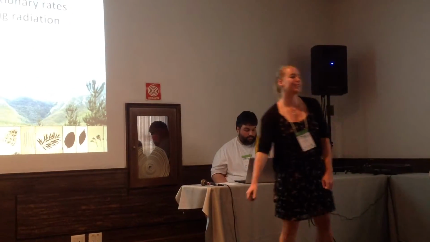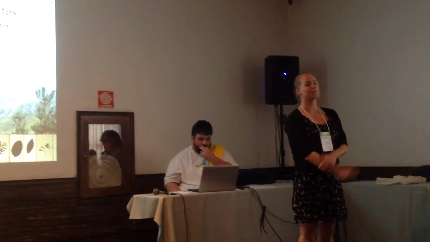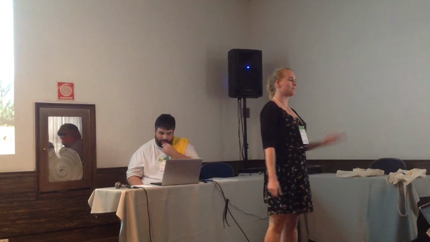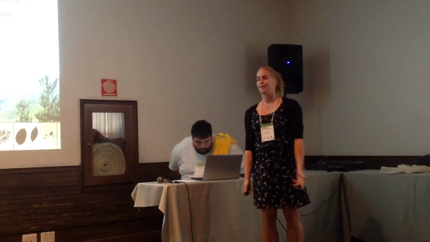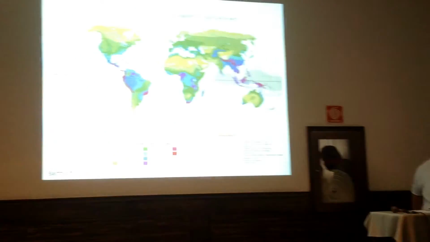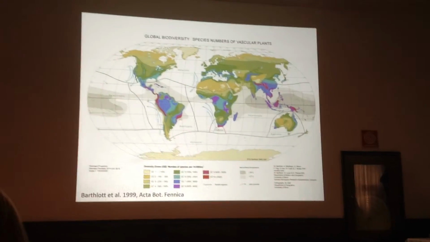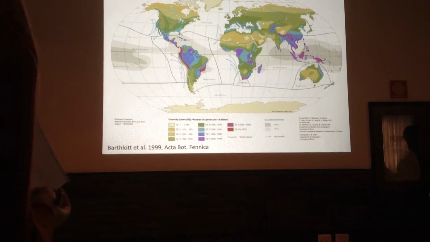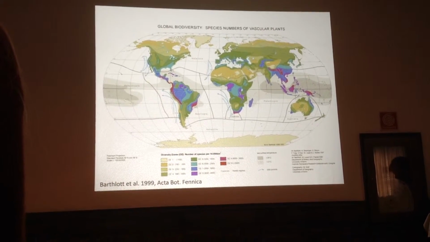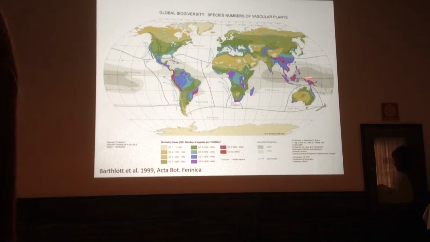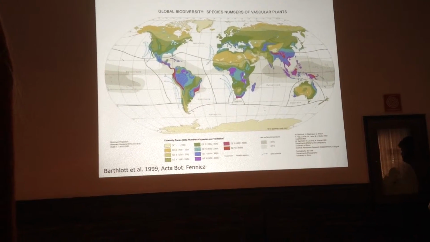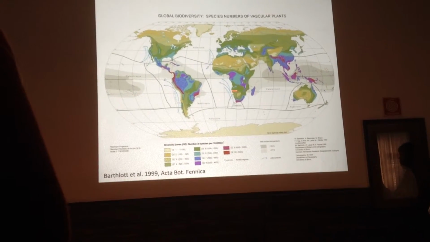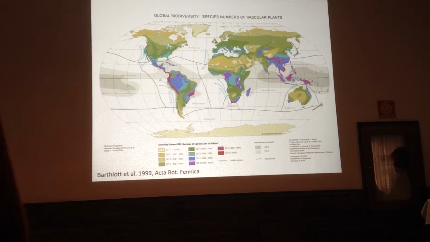So as evolutionary biologists, we're of course interested in diversity patterns and imbalance in diversity. Here I show you a species richness map of vascular plants. We can see that the main diversity is in the tropics, but also we find very species-rich areas in the Mediterranean-type ecosystems of the Cape and Australia.